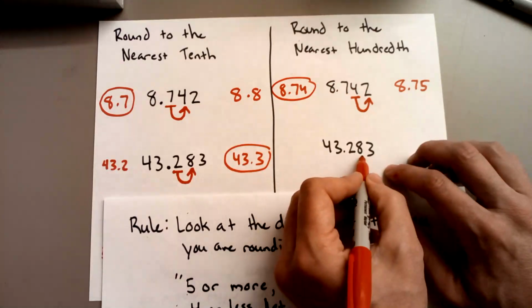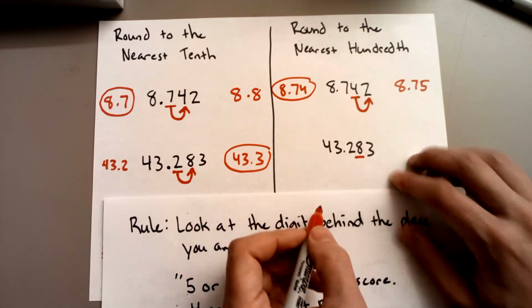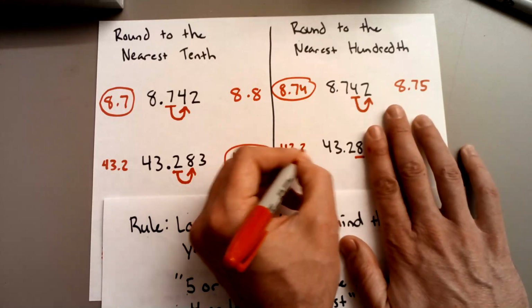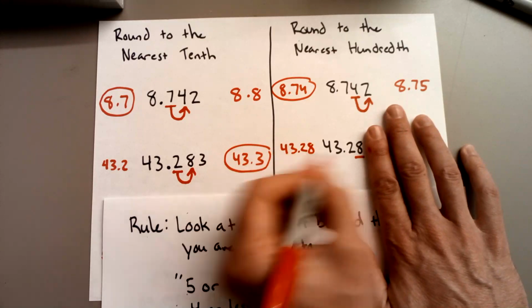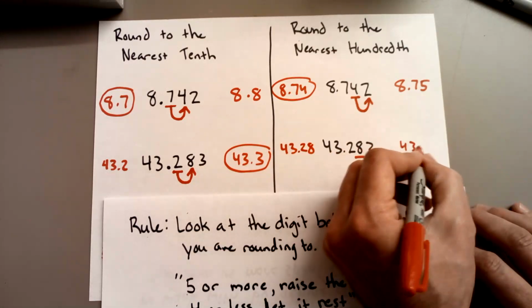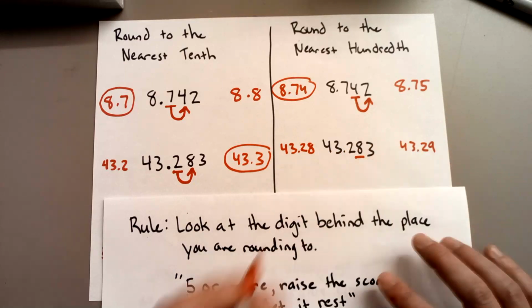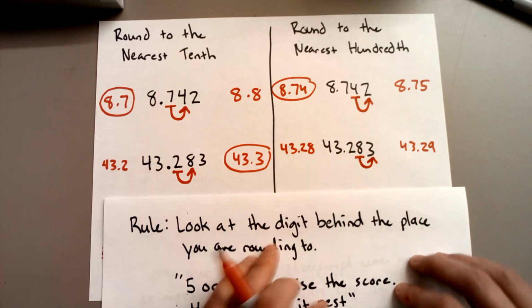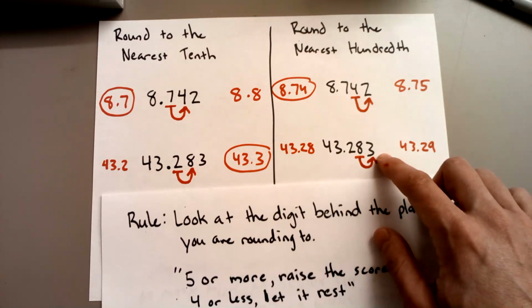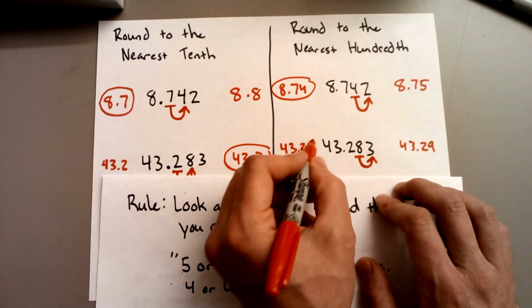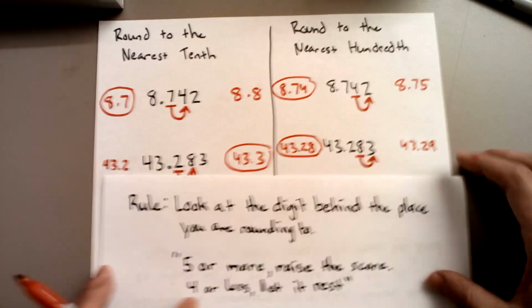Here, the hundredths place has an 8 in it. So my options for rounding are 43 and 28 hundredths, or what's 1 more than 8? That's it, 9. 43 and 29 hundredths. So let's look to the digit that tells us where to round up or down. It is a 3, and by now you know that 4 or less, let it rest. So this is going to round to 43 and 28 hundredths.